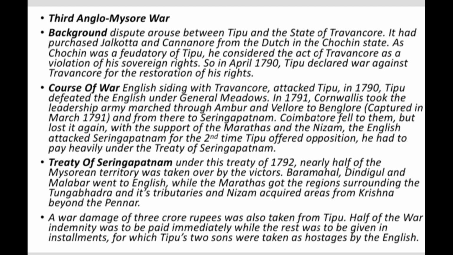Now the course of war. The English, siding with Travancore, attacked Tipu. In 1790, Tipu defeated the English under General Meadows. In 1791, Cornwallis took the leadership and, at the head of a large army, marched through Ambur and Vellore to Bangalore and captured it in March 1791. From there Srirangapatnam was targeted and Coimbatore fell to them, but they lost it again, with the support of the Marathas and the Nizam.